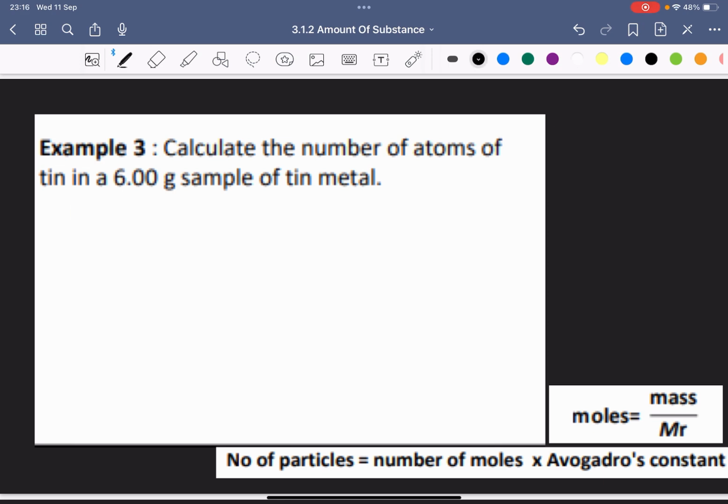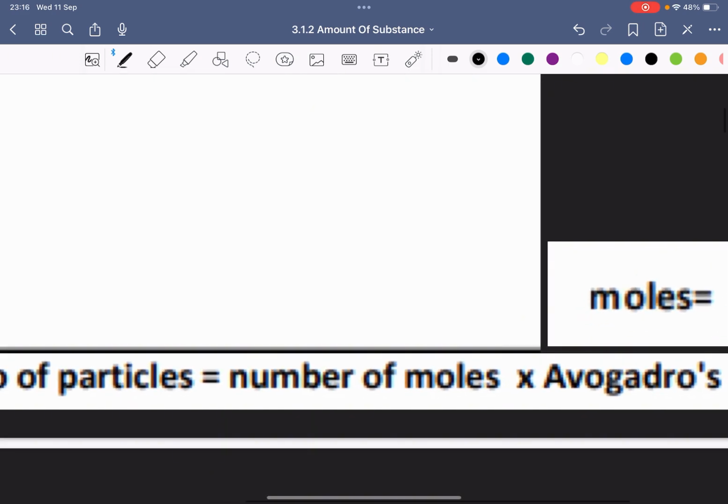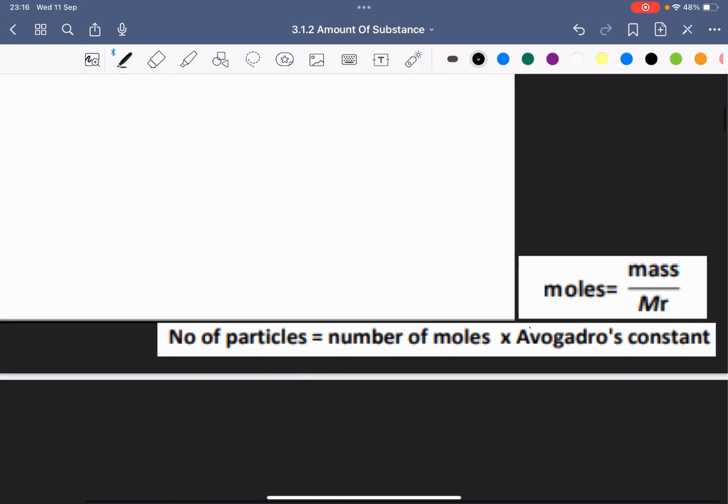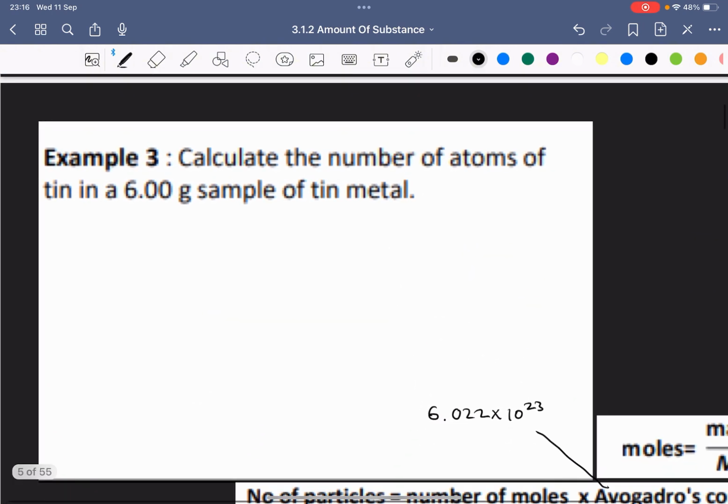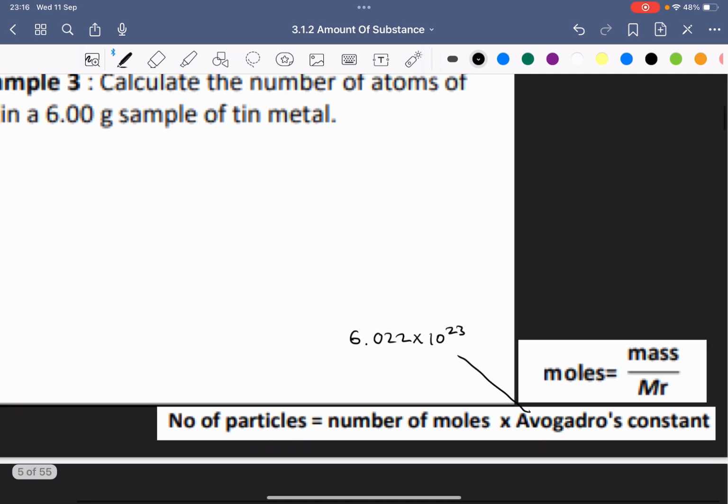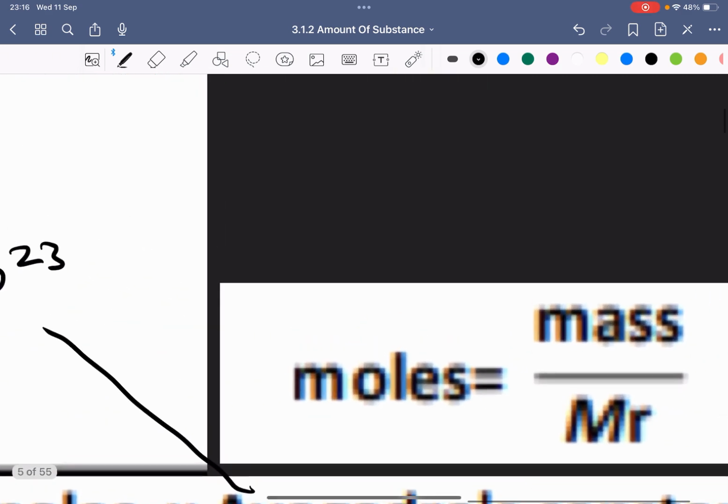Now, I forgot to mention this, but Avogadro's constant is that number that we kept seeing, which is 6.022 times 10 to the power of 23. Now, the number of moles we don't have yet. However, we do have the mass, and we can find the MR of tin from looking at our periodic table, and we can use that to work out the moles using this equation.